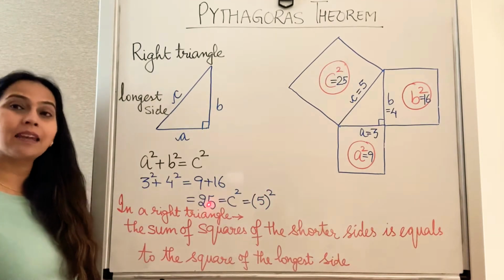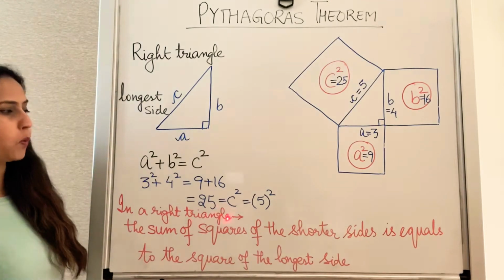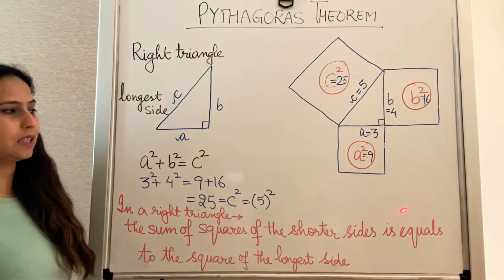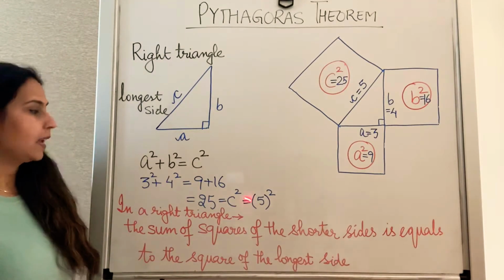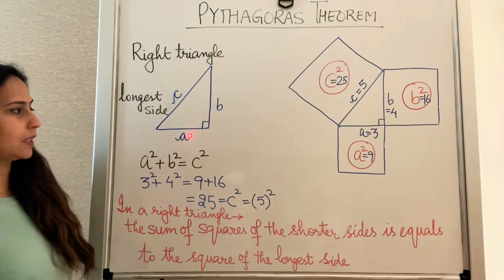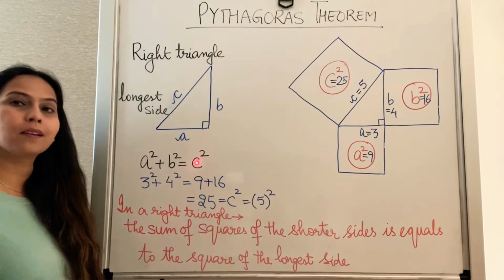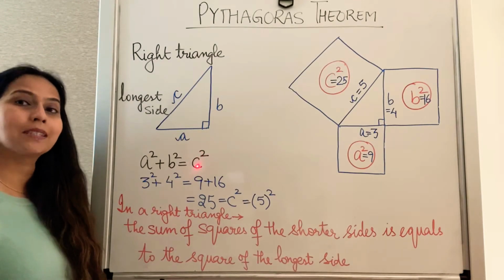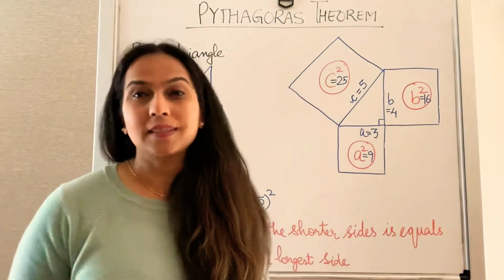Now, the Pythagoras theorem is that in a right triangle, the sum of squares of the shorter sides is equal to the square of the longest side. A and B are the shorter sides here, you can see. So the sum of squares of the shorter sides is equal to the square of the longest side. This is Pythagoras theorem.